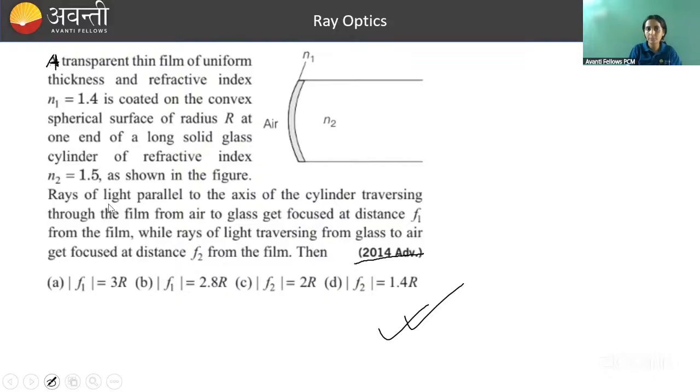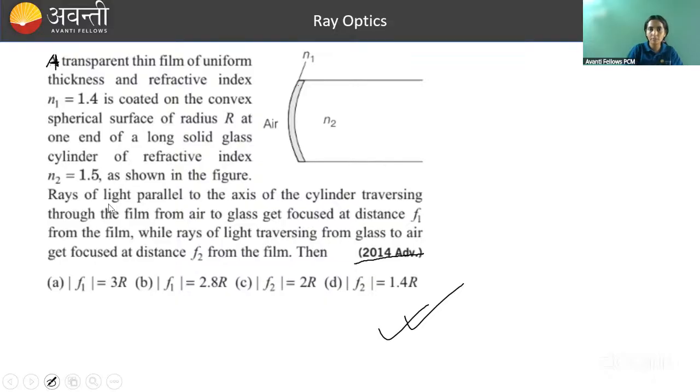There is a transparent thin film of uniform thickness and refractive index N1 1.4, and this is coated on the convex spherical surface of radius r at one end of a long solid glass cylinder of refractive index N2.